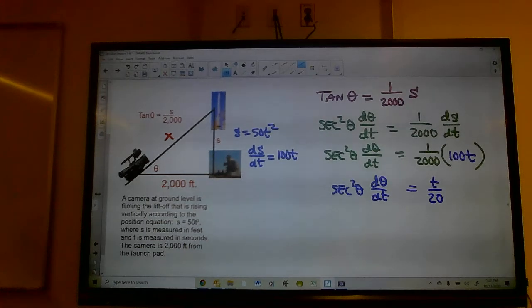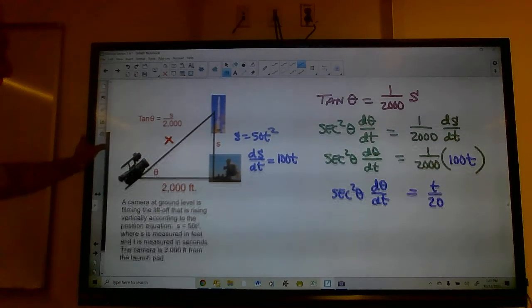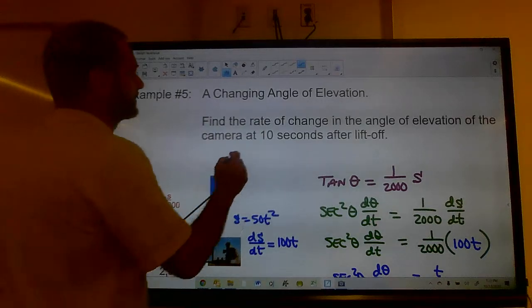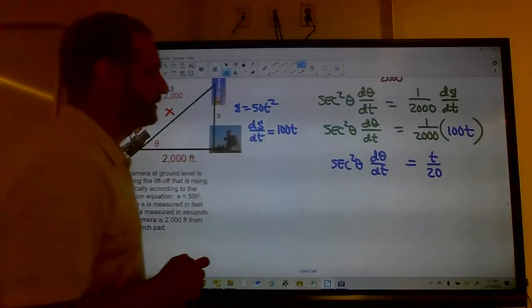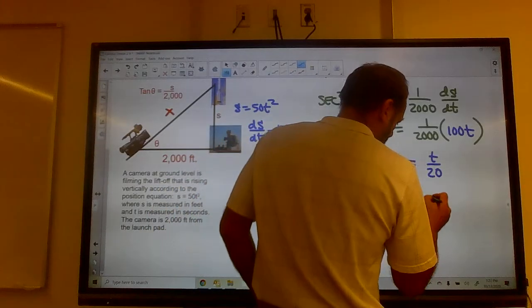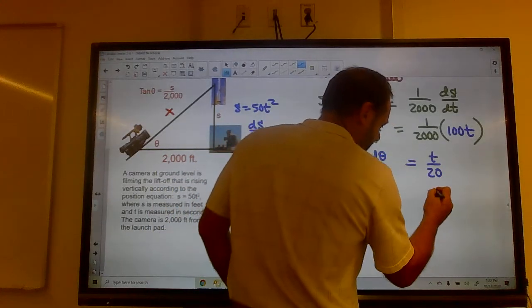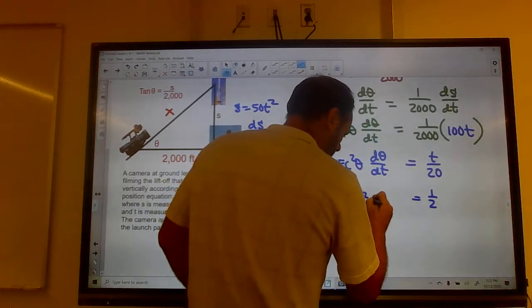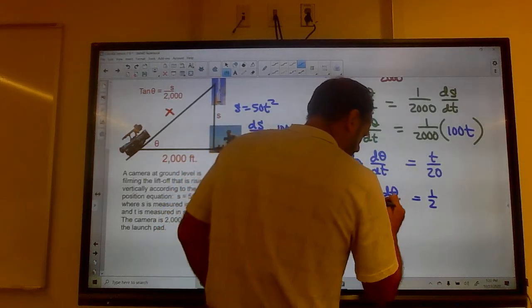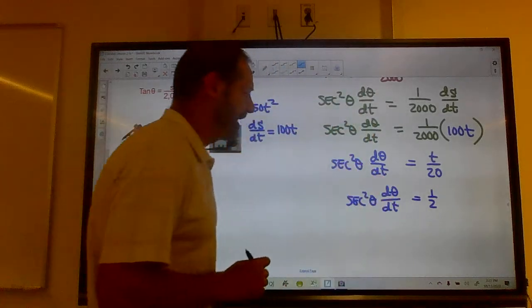Okay. Oh, and I know t. T is 10 seconds because it tells me that right there. So I can go ahead and put a 10 in here. So this is 10 over 20, which is 1/2. So secant squared theta d theta dt is 1/2.